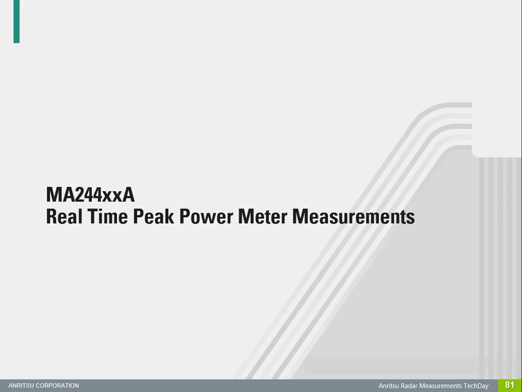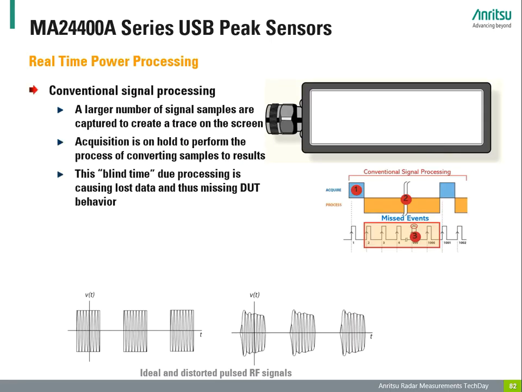MA244XXA real-time peak power measurements. Although they can accurately measure CW power within the square law region, CW diode sensors cannot track rapid power changes. This means amplitude modulation, and will yield erroneous readings if power peaks occur that are above the square law region.